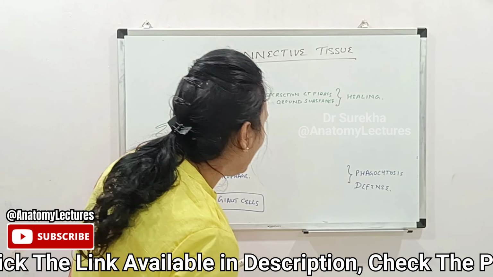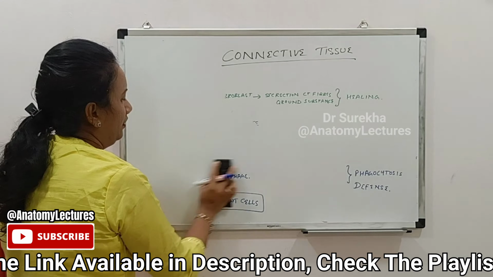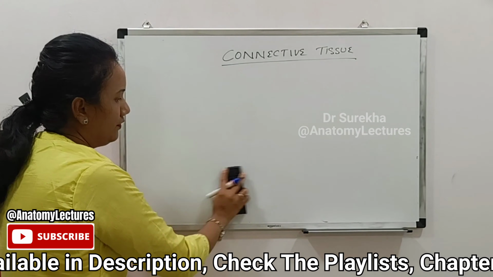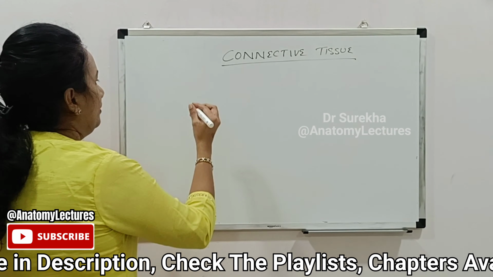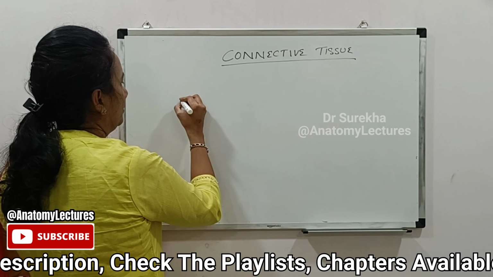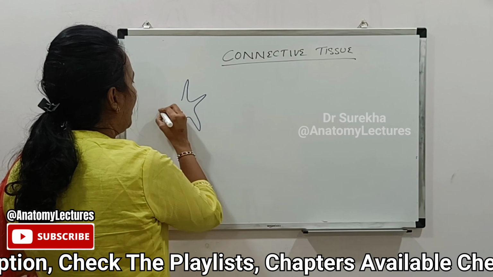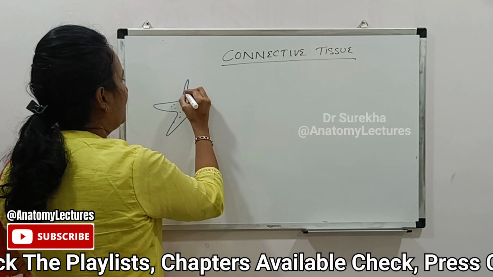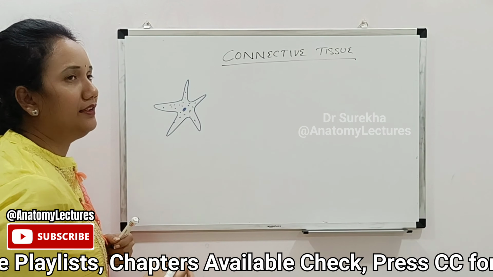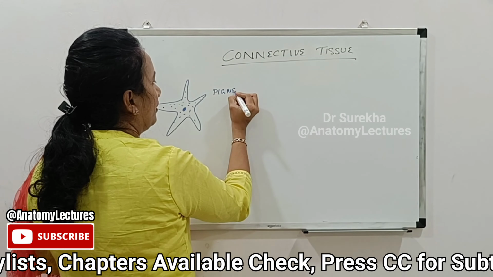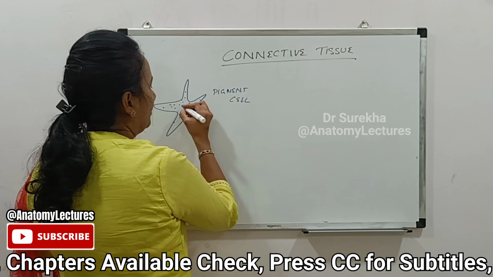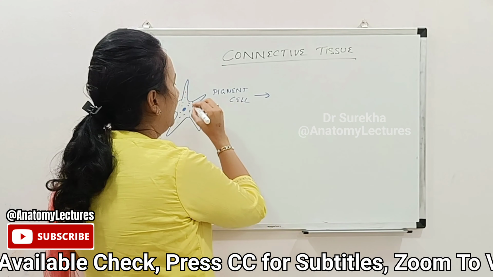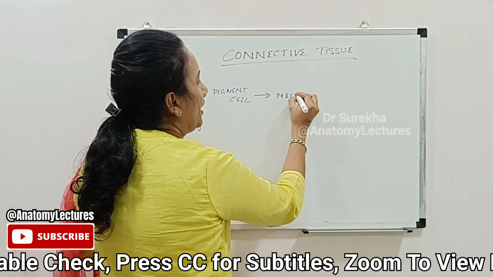Now if we have a look at the other cells, we will describe the pigment cell. The pigment cell is star shaped and it is filled with granules. It has a centrally placed nucleus, and it is filled with pigment granules. Those are the melanin granules.